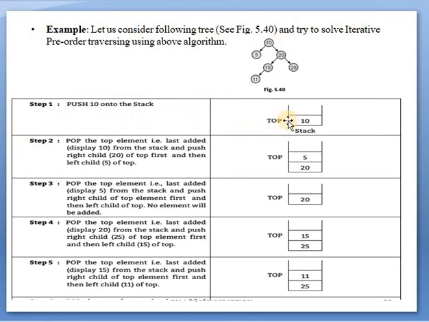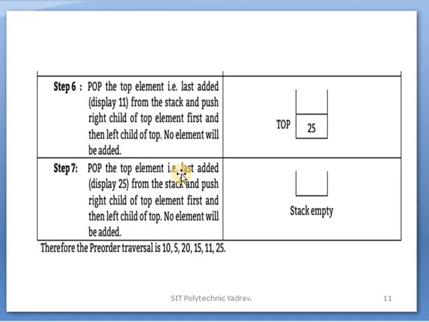In that, push 10 onto the stack, after that pop the top element. The last added is displayed: 10. 10 will be displayed, because the root is displayed first. After that push the right child, which is 20, and then the left child, 5, of that top. First the top is 20, after that the top is 5. Next step, pop the top element, that is the last added, which is 5, because 5 is the left child, so it is displayed.